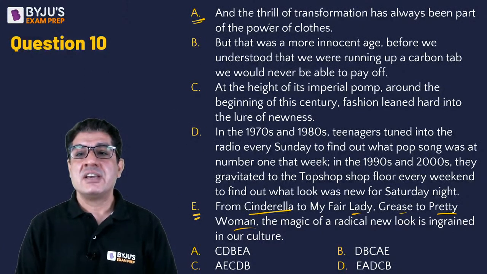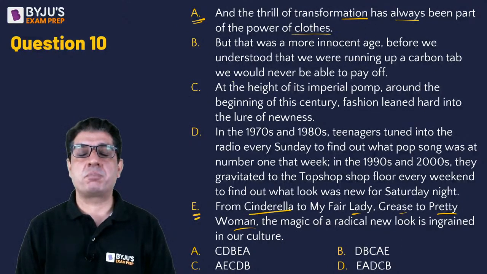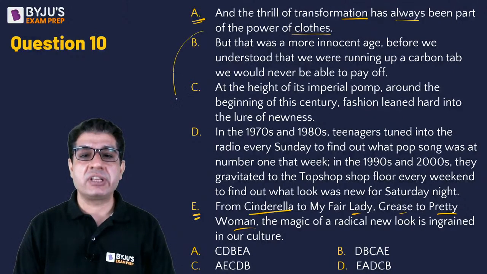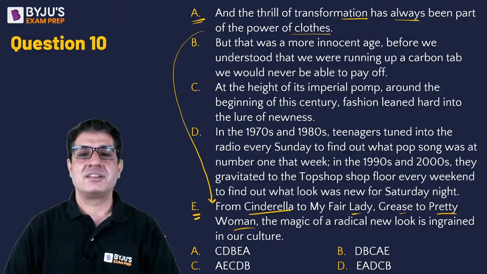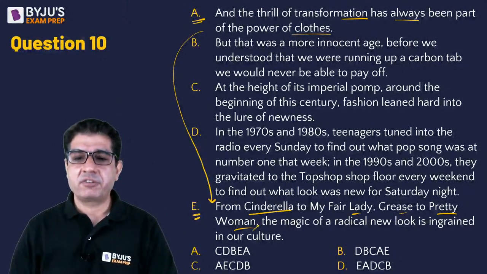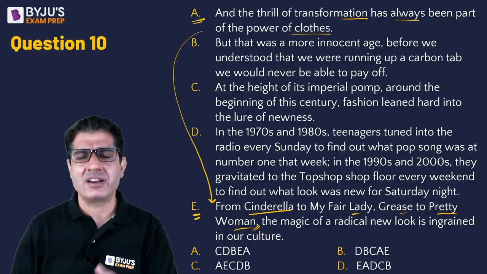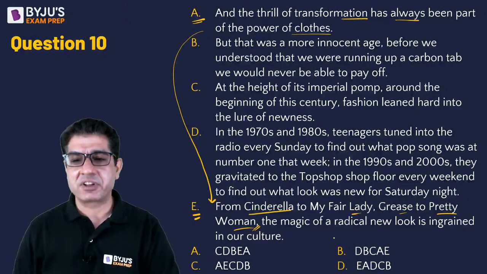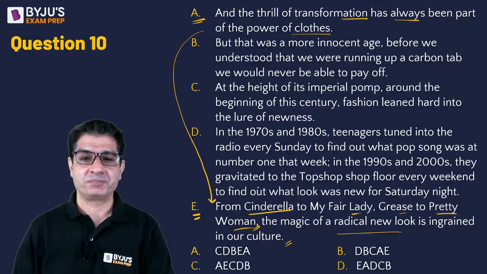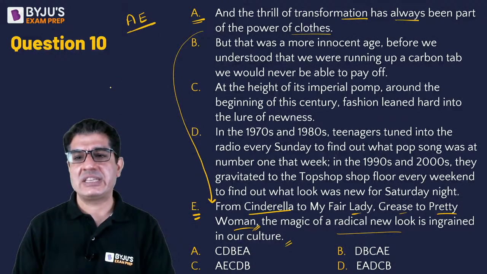Look at this. The thrill of transformation has always been part of the power of clothes. Now, whatever is given in E is actually an example of that. Always been. So look at Cinderella, such an old story. And right from that to the contemporary era, Pretty Woman, Grease. Not exactly contemporary for you guys, but you get the drift. The magic of a radical new look is ingrained in our culture. So that's what connects A and E with each other.